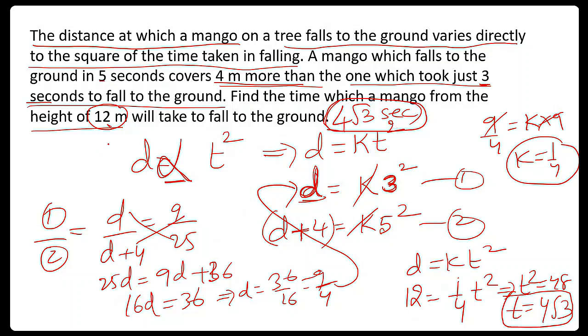How is d 12? It is given in the question. Guru Raj is asking if the distance is 12, what is the time? 12 is given in the question only. If the distance is 12, he is asking us the time taken.